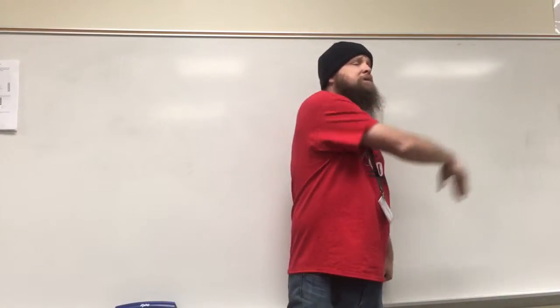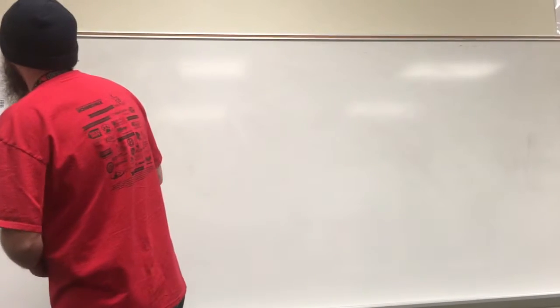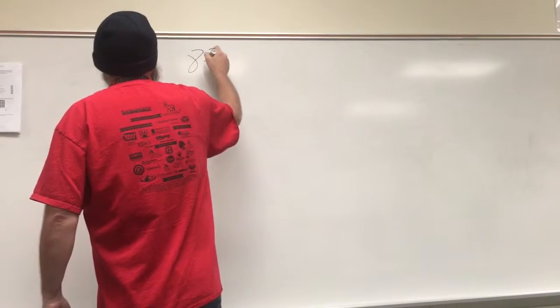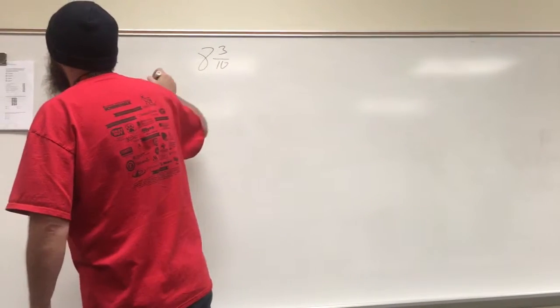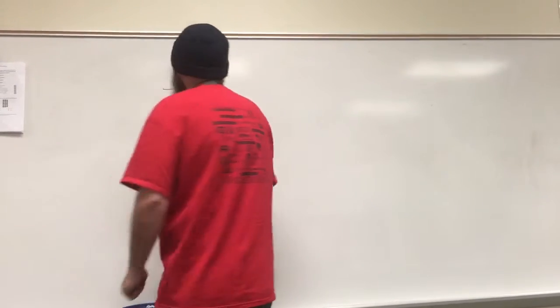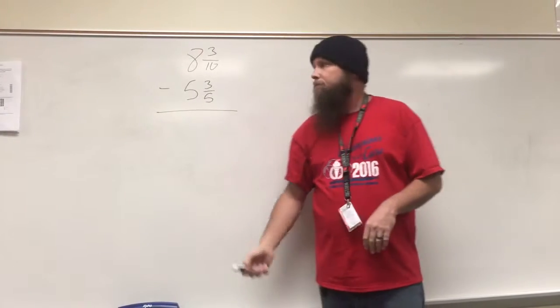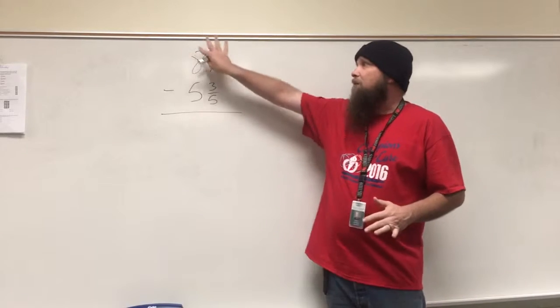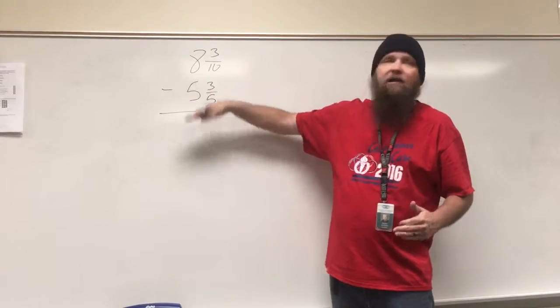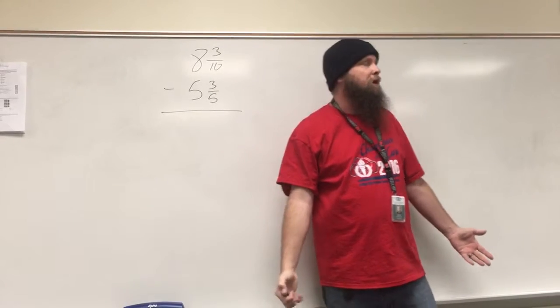All right, Katie, you wanted to see which one? Number 6. Let's look at 6. 8 3/10 minus 5 3/5. Now again, let's look at this. If I ignore my fractions, my whole numbers are 8 minus 5, so my answer should be somewhere around 3.